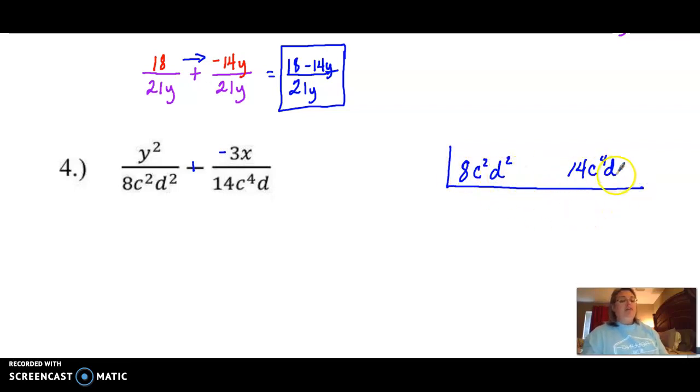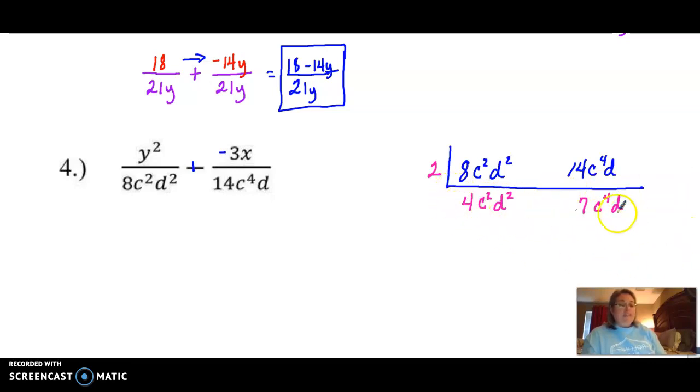So if you notice, no matter how big this gets, doing my LCM this way, I still do the same process. So I'm still looking for what divides into 8 and 14, c squared and c to the 4th, d squared and d. You can take them one at a time if you want to do just the numbers. I know 2 goes into both of those. 2 goes into 8 4 times. I still have c squared, d squared. 2 goes into 14 7 times. I still have c to the 4th d.